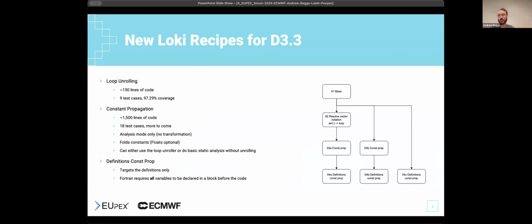So what recipes have we now got for deliverable 3.3? So we've got 3 main ones. We have loop unrolling now. It was only 150 lines of code, not too bad to implement. Constant propagation is a bit more complicated at 1,500 lines of code.